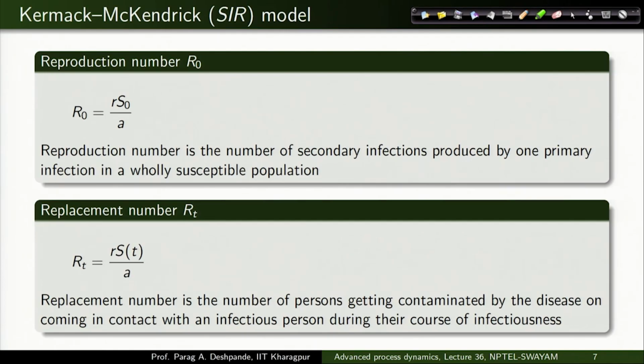Similarly, at any point of time t, you may define Rt, which would be r S at any point of time t divided by a. So, we have in fact just after having a look into the equation come up with the popular R0 parameter, which will give us an idea whether the infections would spread or not. We will look into more details of this particular system in the lecture to follow.